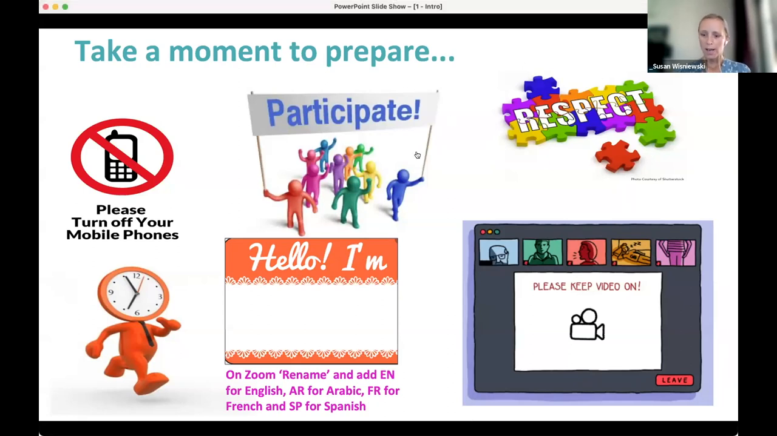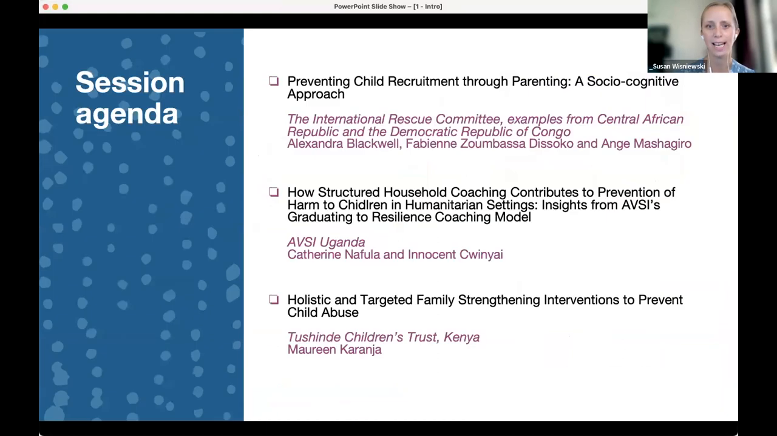All right, so I think we'll move to the introduction of our presenters for today. We've got three exciting presentations. The first is from the International Rescue Committee, and this is on preventing child recruitment through parenting, a socio-cognitive approach. And we have Alexander Blackwell, Fabienne Zumbasa Di Soko, and Ange Machaguero. And then for our second presentation, it will be looking at structured household coaching, how it contributes to the prevention of harm to children in humanitarian settings, from AVSI's Graduating to Resilience Coaching Model. And we have Catherine Nafula and Innocent Swinye from AVSI Uganda today.